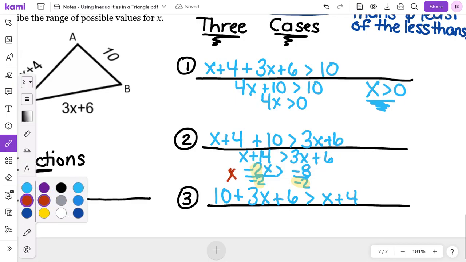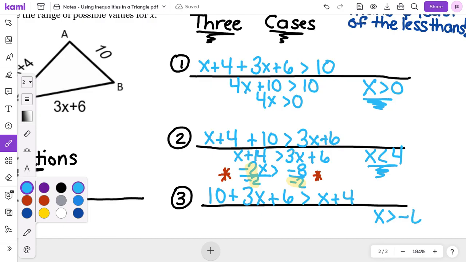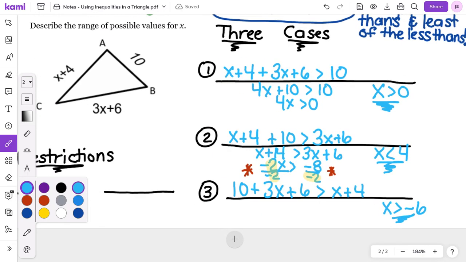So maybe if you're copying this down, make a note to yourself. But this one would be x is less than 4. Right? You want to make sure to remember that step. And then again, if you solve the last one there, that would give us x is greater than negative 6. So we're going to come back to those.